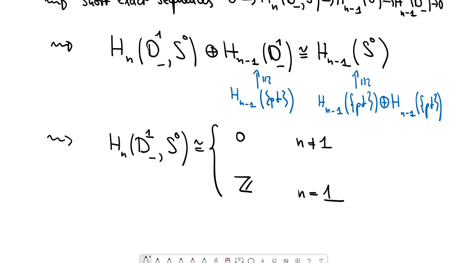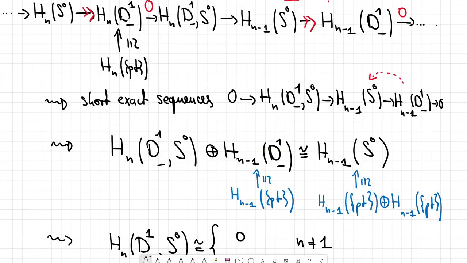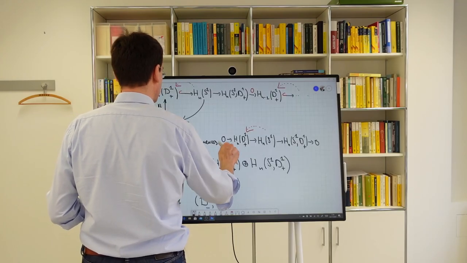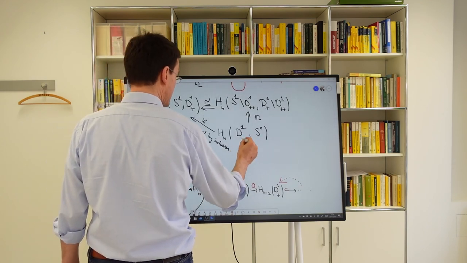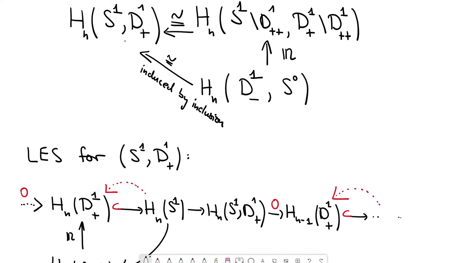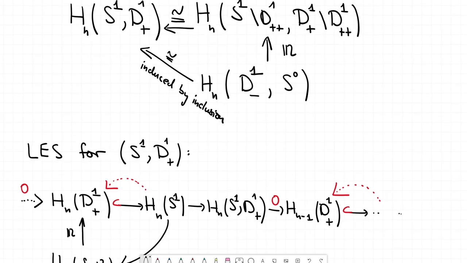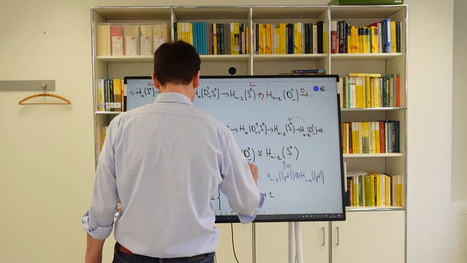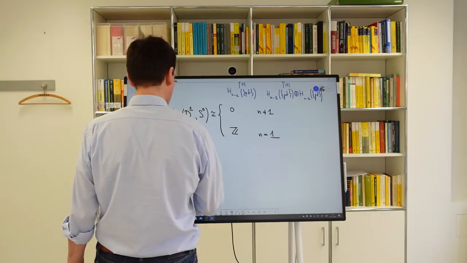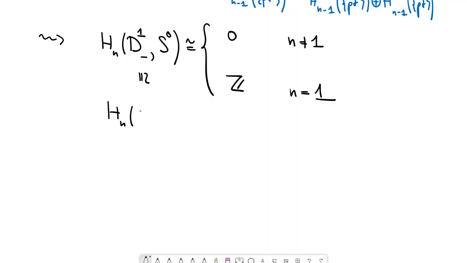And now we remember what we have from above. From above we had that this space, let's check, right? That was our initial excision argument, this space here is the same as this one. So we do have a computation of the homology of S1 relative to D1 plus. So let's bring that down. This was the same as Hn of S1 D1 plus.